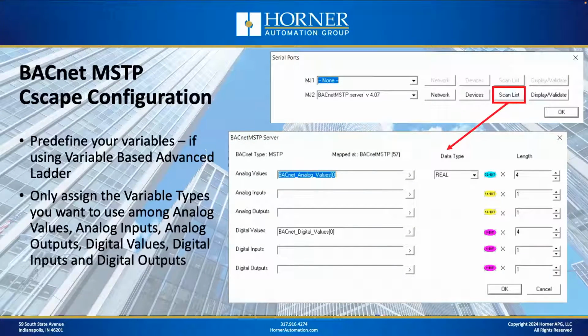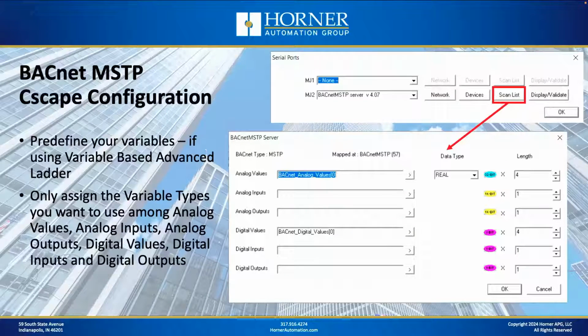Okay, and then the final level of configuration is effectively to opt in to which of the BACnet objects you want to use in your application. Now, in the case of the Horner OCS, you can choose to use analog values, analog inputs, analog outputs, digital values, digital inputs, or digital outputs. The only difference between a value, an input, or an output is whether it's read, write, or read and write. So in the case of an input, it's basically an input only. In the case of an output, it's an output only. In the case of a value, it can be read or written, okay?